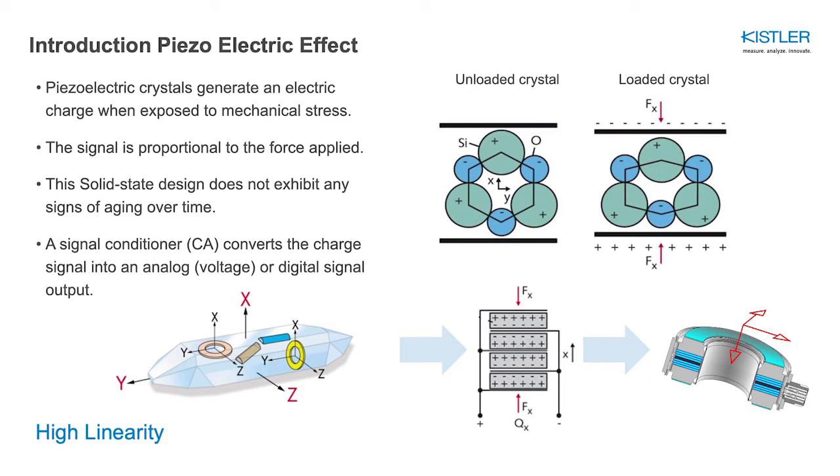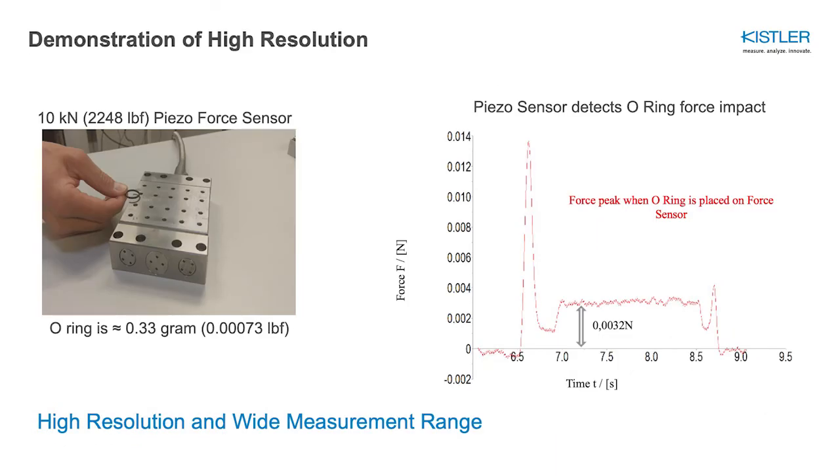In this demonstration, an O-ring is placed on a piezoelectric sensor which features a measuring range of 10 kilonewtons, or a capacity of about 1 ton of force. On the right side, we view a graph plot of force versus time, and we see the initial load spike, which occurs when you place the O-ring on the sensor, followed by the weight of the O-ring, and then concluding with removing the O-ring.